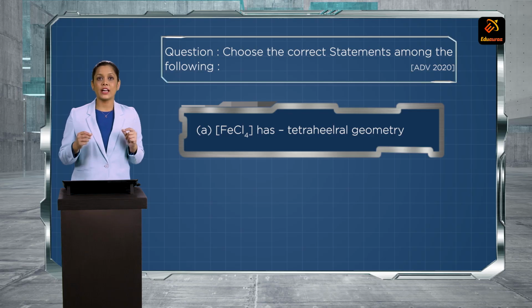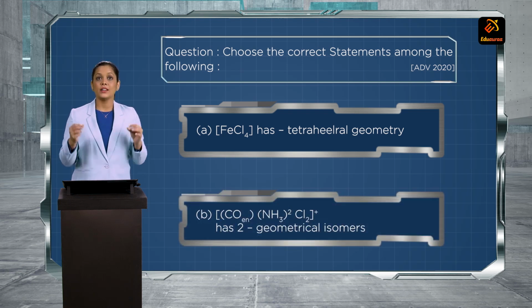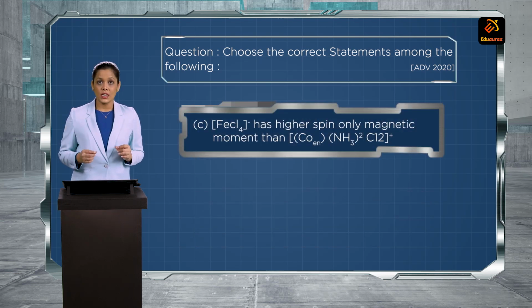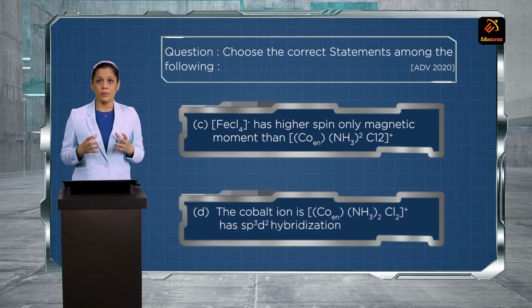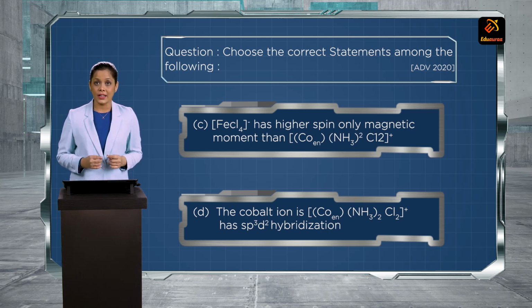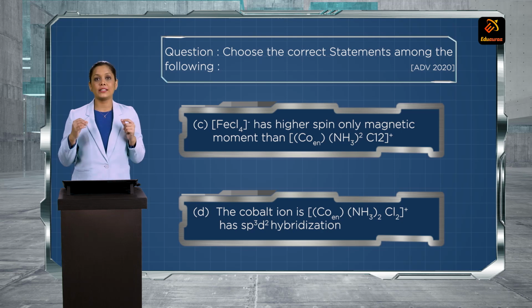Option A, FeCl4- has tetrahedral geometry. Option B, Co(En)(NH3)2Cl2+ has two geometrical isomers. Option C, the complex FeCl4- has higher spin magnetic moment than the complex Co(En)(NH3)2Cl2+. And option D, the cobalt ion in the complex Co(En)(NH3)2Cl2+ has sp3d2 hybridization.